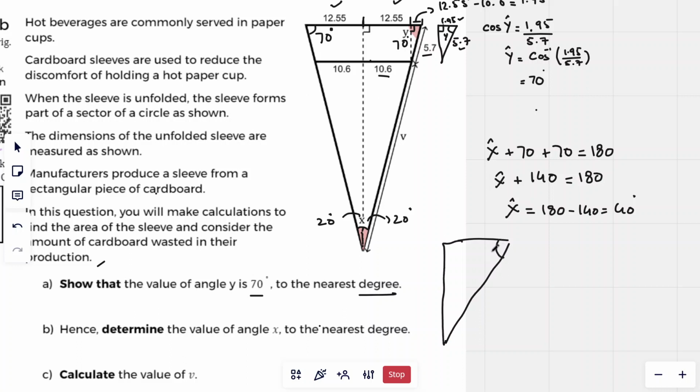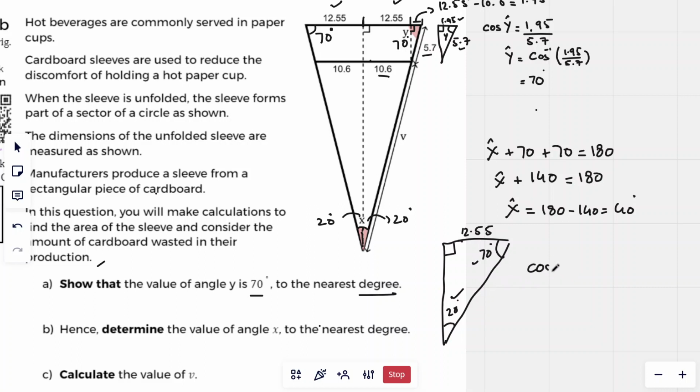We know that this angle is 70. Here we've got 20. We've got a 90-degree angle here. This side is 12.55. We can easily calculate this side. We could use this angle and a trigonometric function, or we could use 70 degrees. Let's just stick with 70 degrees. So cos of 70 is base, which is 12.55, over hypotenuse.